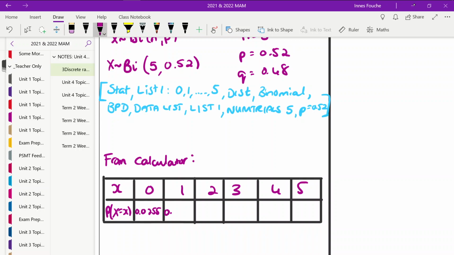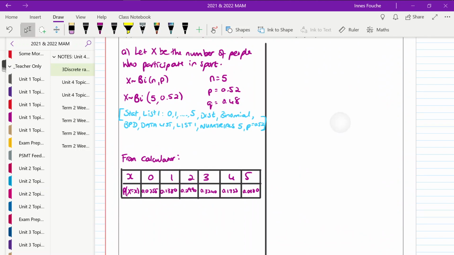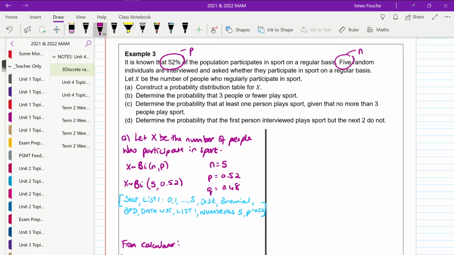0.0255, 0.1380, 0.2990, 0.3240, 0.1755, and 0.0380. Remember, we're rounding to 4 decimal places when we are working with probability. Okay, so that is your probability distribution table for X.